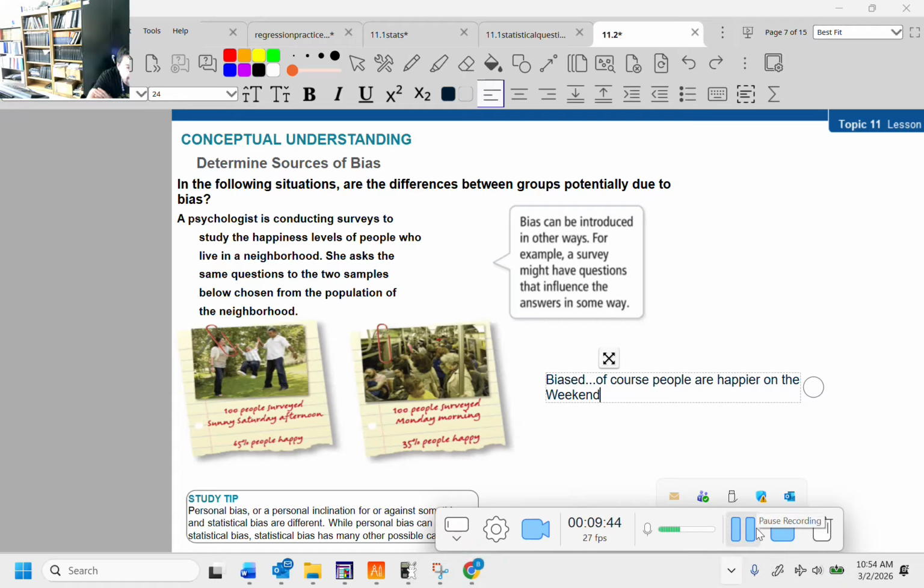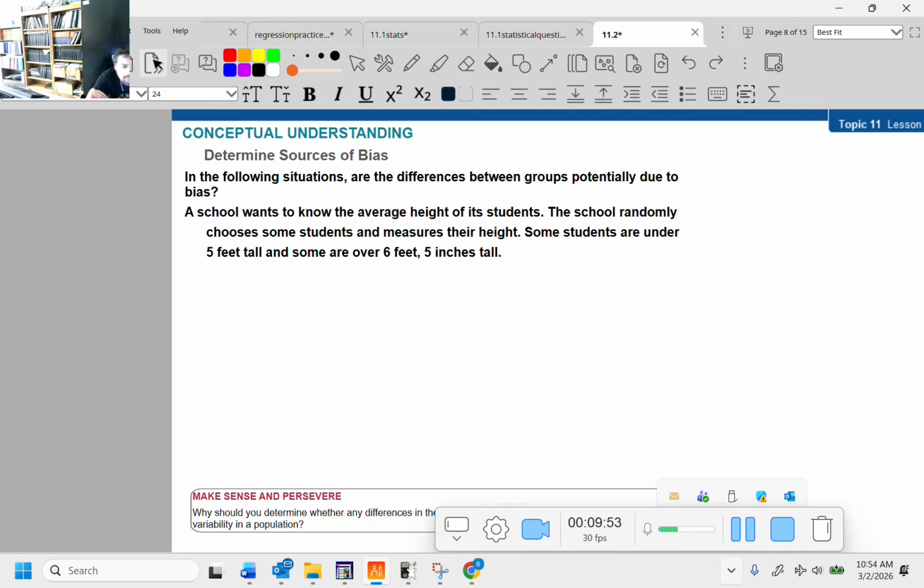All right, so we were talking about bias, right? But yeah, that makes more sense. I mean, look at these poor, miserable people on their way to work on a Monday morning. Nobody's happy on a Monday morning.